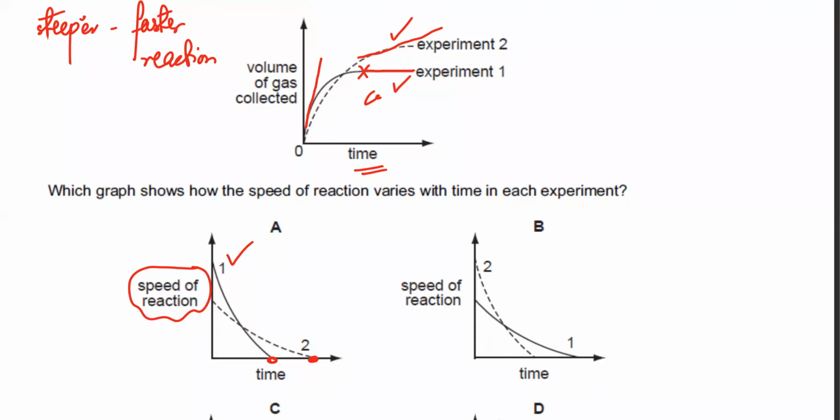At this point, in experiment number 1, the reaction had completely stopped, so it stopped earlier. Beyond this time, the reaction was stopped, and experiment 2 continued on. So is this clear? Option A is going to be the correct option.